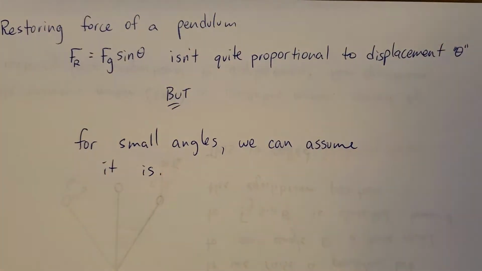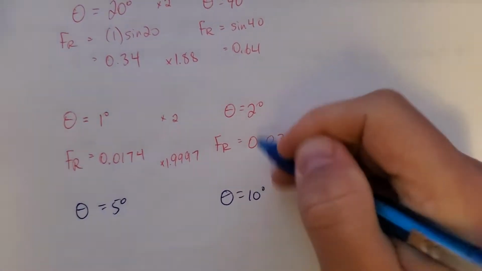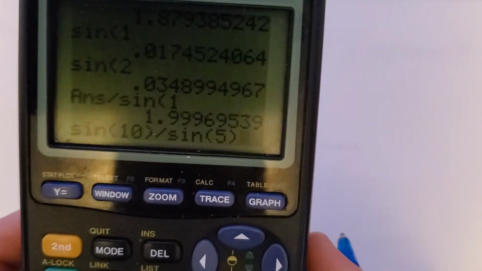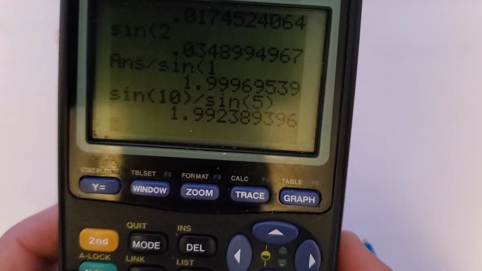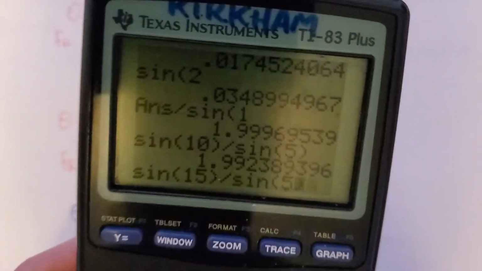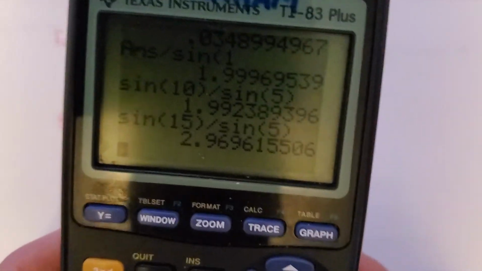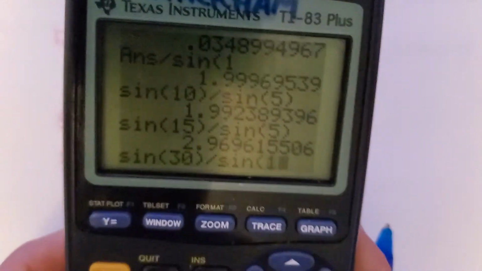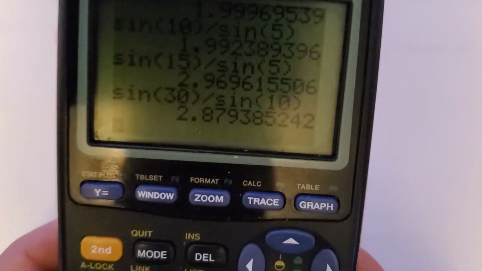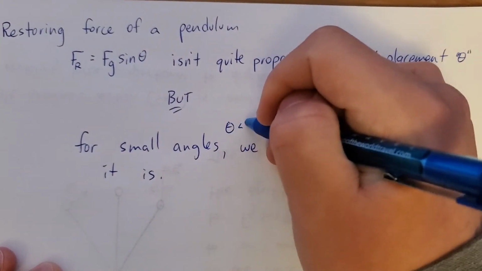There's no real cutoff. Let's try another angle, 5 degrees and 10 degrees. If we do sine 10 divided by sine 5, we'll see how close it is to double. It's still really close to double. Or if we do sine 15 divided by sine 5, this would be triple. See how close it is to the number 3. Pretty darn close, but it is starting to diverge. If we do sine 30 divided by sine 10, that's quite a bit off from times 3. So I'm going to say for small angles, maybe less than 10 degrees.